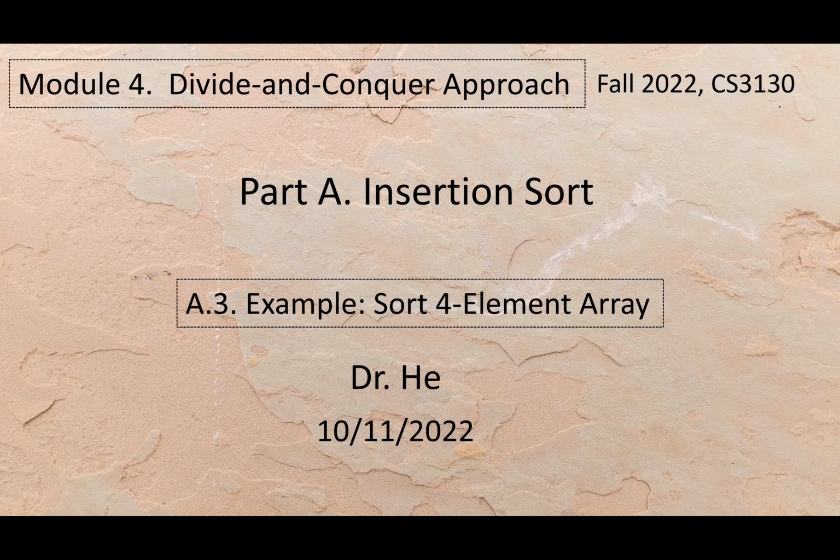4 elements in the array. We want to find the minimum number of comparisons to sort this short array.